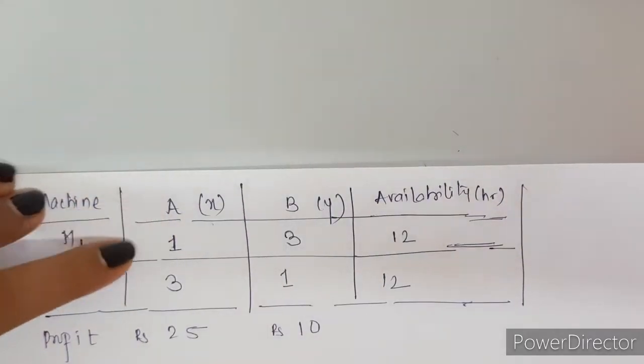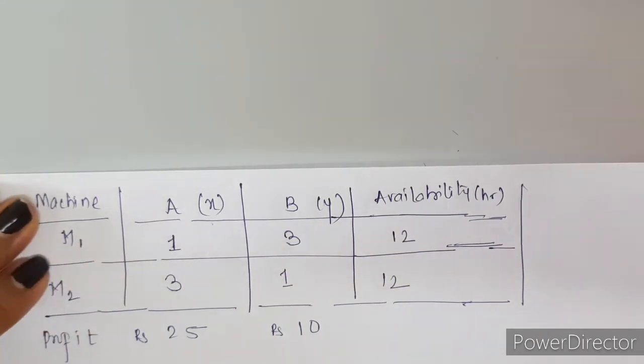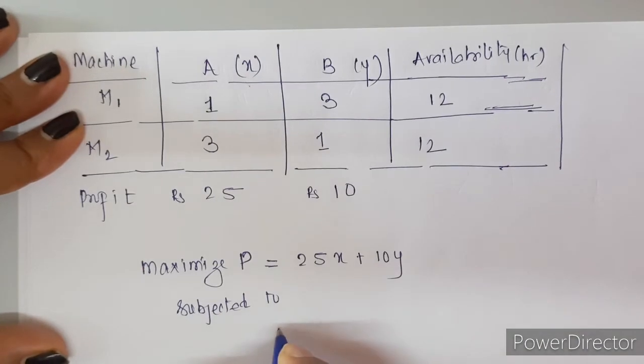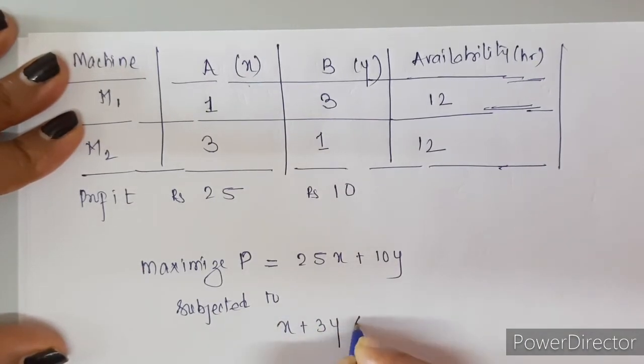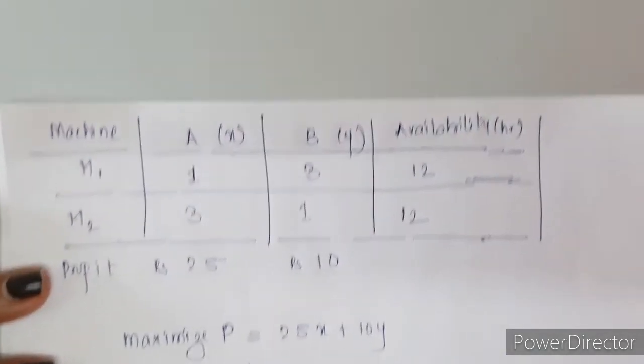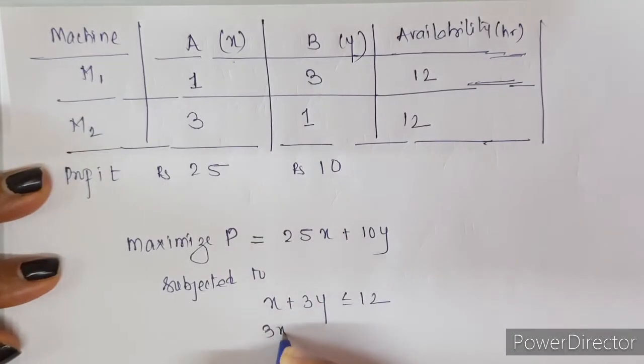Now A requires 1 hour on machine M1, B requires 3 hours on machine M1, and in a day it is available for only 12 hours. So this is x plus 3y less than or equal to 12. It is not available for more than 12 hours. Similarly, machine M2: A requires 3 hours, B requires 1 hour, and it is available at most for 12 hours. So this is 3x plus y less than or equal to 12.